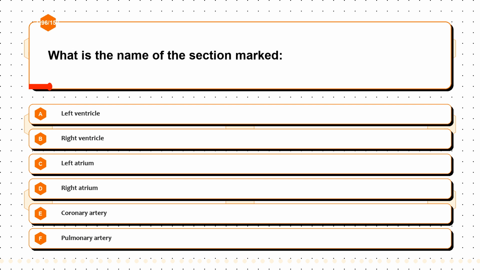Question 96. What is the name of the section marked? Here are the options. Option A, left ventricle. Option B, right ventricle. Option C, left atrium. Option D, right atrium. Option E, coronary artery. Option F, pulmonary artery.